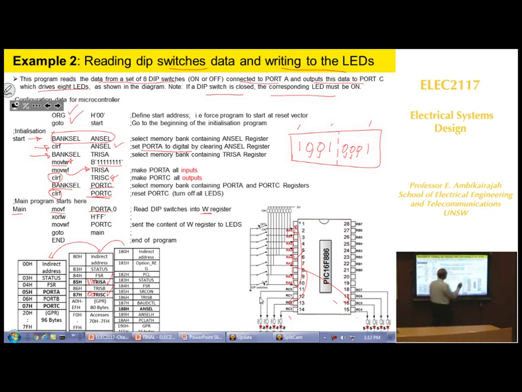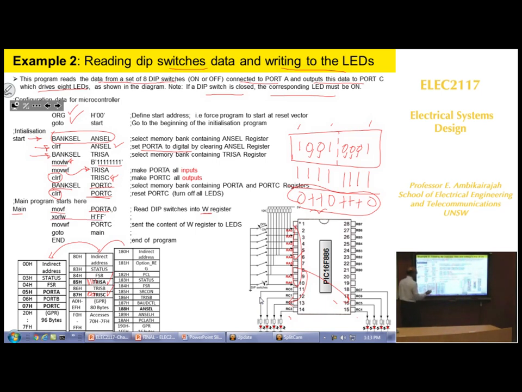So what I do is an exclusive OR operation in the W register with that value. Then what happens, this 0 becomes 1, giving 1 1 1 0 1 1 0. So now if I send this value to port C, the LEDs will glow. So that's what I did.